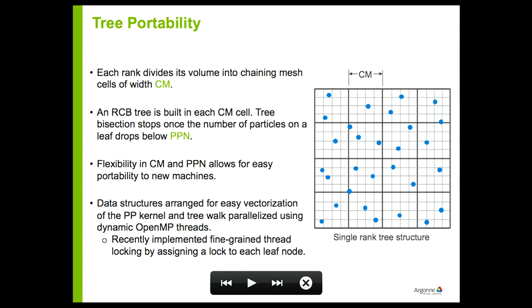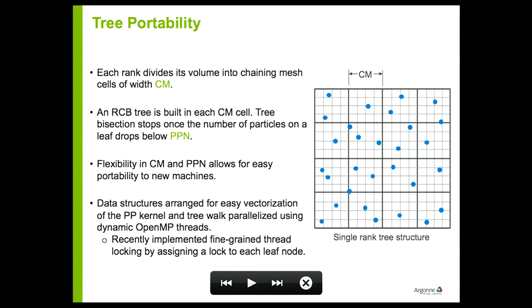And also, we parallelize the tree walk itself by using dynamic scheduling of OpenMP threads. Because of Newton's third law, you have to be careful here to avoid race conditions in such a case. With the previous version of HACC, what we would do to prevent race conditions is we would assign a thread lock to each individual tree, so one per chaining mesh cell.